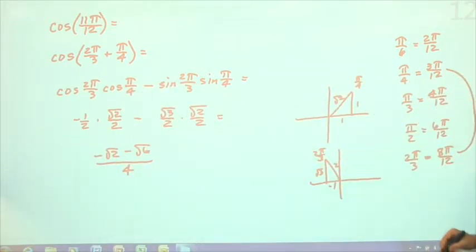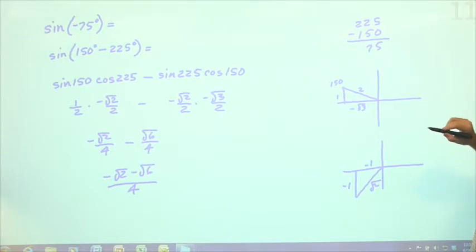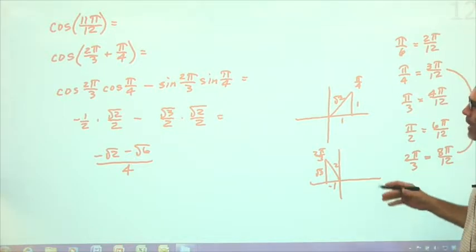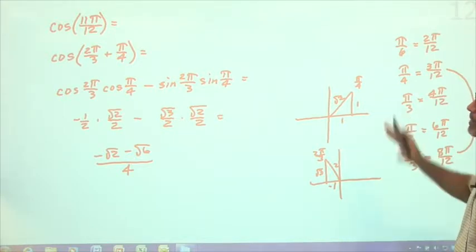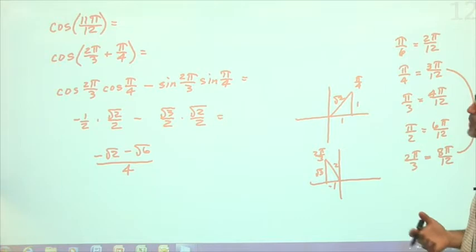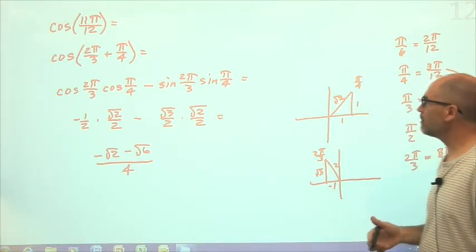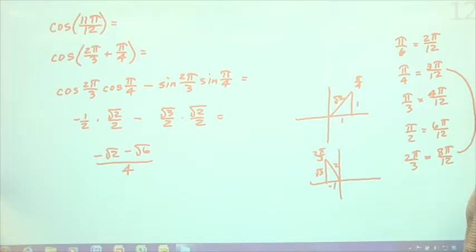So notice cosine of 11 pi over 12 and sine of negative 75 degrees are the same thing. They're basically complementary angles if you were to change the radians into degrees or vice versa. Okay, cruising onward.